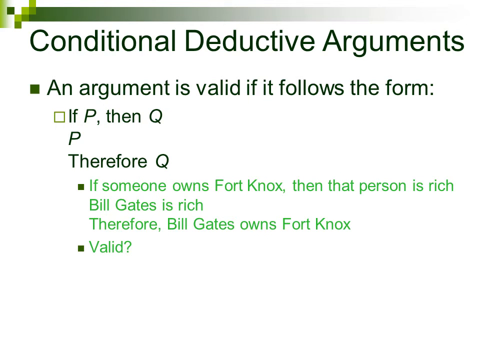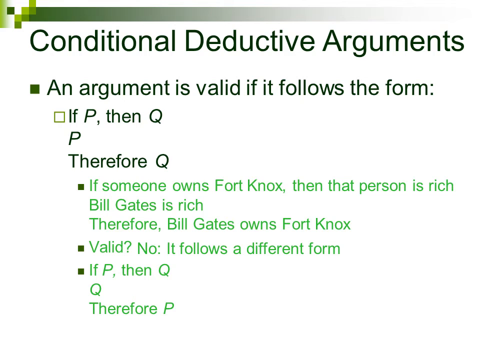What about this example? Is it valid? If someone owns Fort Knox, then that person is rich. Bill Gates is rich, therefore Bill Gates owns Fort Knox. Is it valid? No, it is not valid because it is in a different form called affirming the consequent. Notice that the second premise is not saying that the antecedent is true, instead it is saying that the consequent, that a particular person is rich, is true.